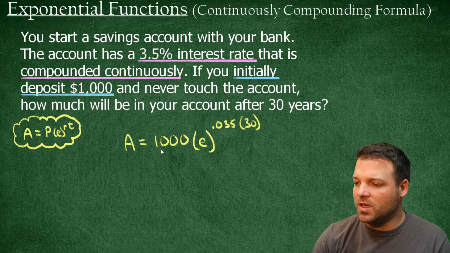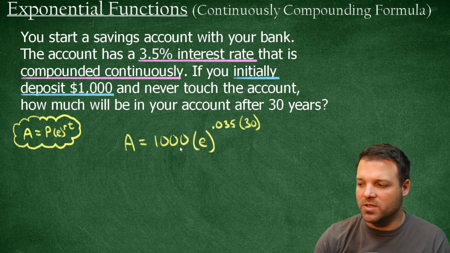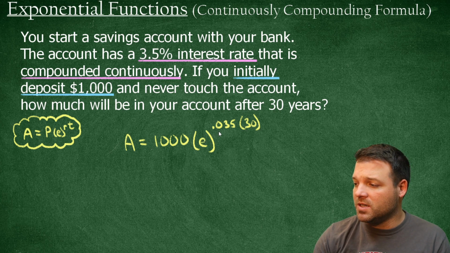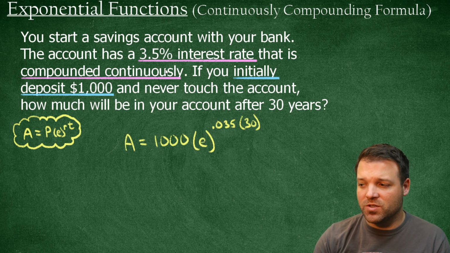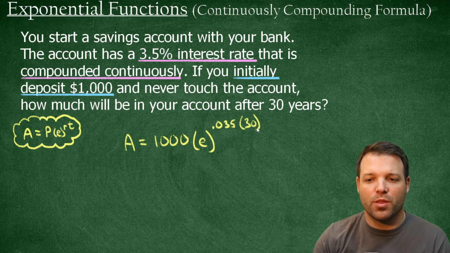So when we pop in our values, we're going to start with $1,000. Our base is E, and our rate is 0.035, just converting that 3.5% into a decimal. And T is going to be 30 years.